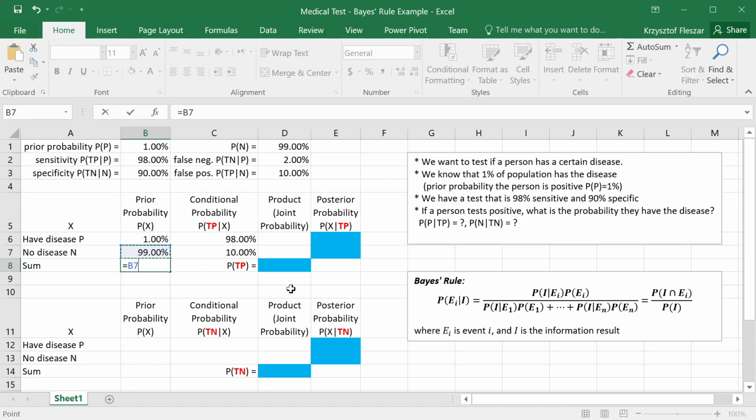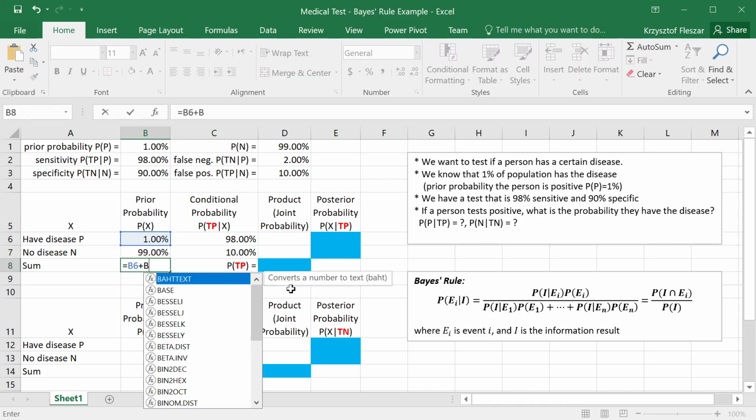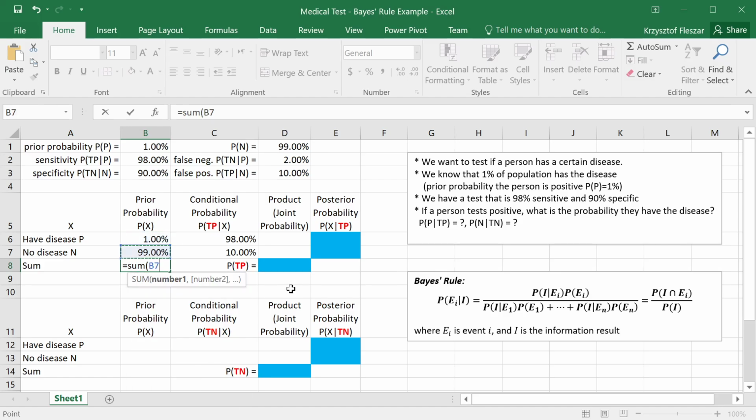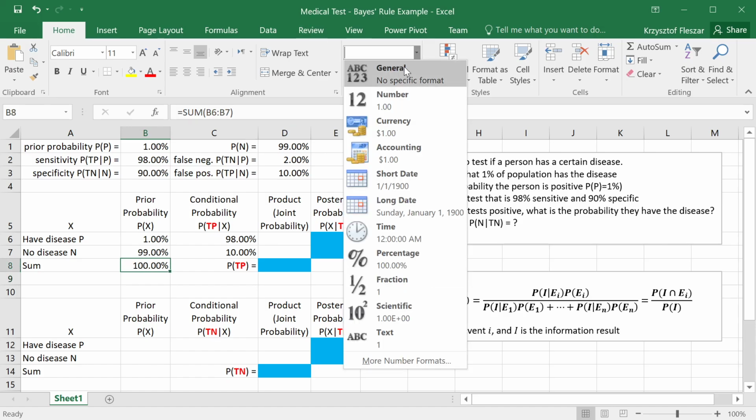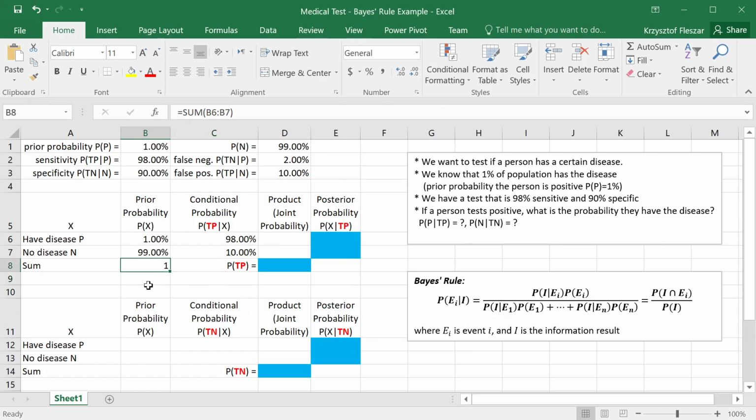However, these two, actually, I could put a sum. These two add up to 100%. I'm actually going to change it to general, just one, so that they don't cloud the important probabilities. This is just a check.